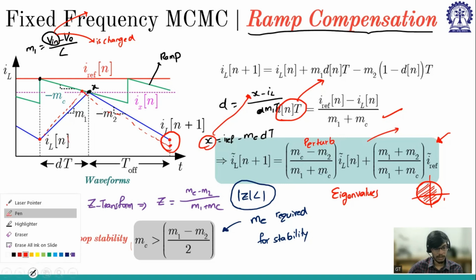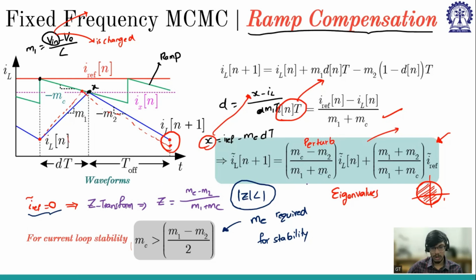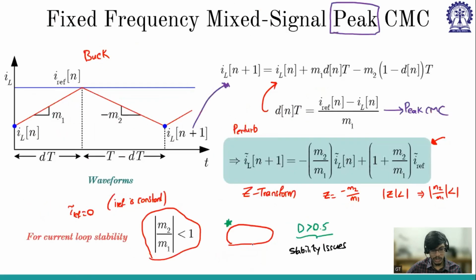Okay, sir. Okay, it's clear now. Okay. So for that reason, we got this expression, and this is the current loop stability of this system when duty ratio is greater than 0.5. And this is for duty ratio less than 0.5.